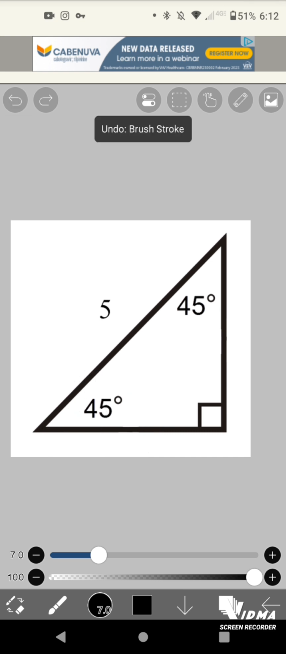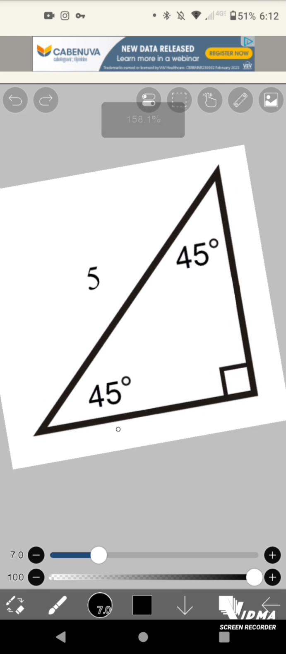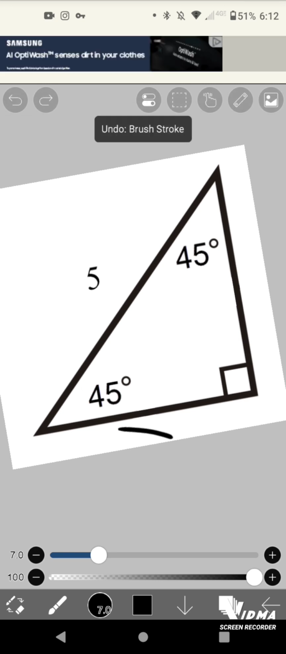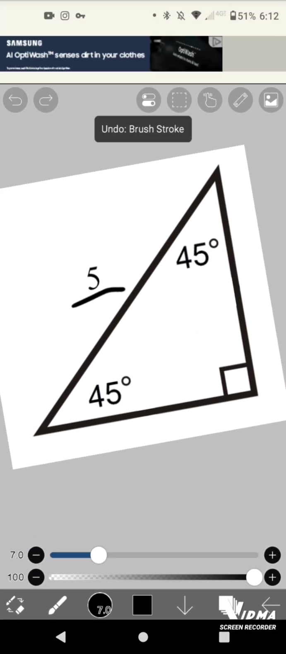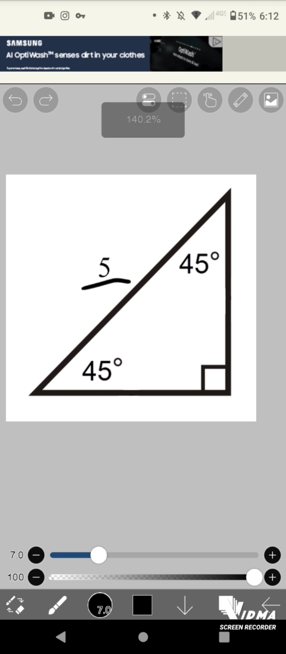Alright, so we're tasked here with finding the side lengths of the other sides. We have the hypotenuse, and we know this is the hypotenuse because of the little arrow that points to it, remember? So we know that there's a relationship between the hypotenuse and the side. What we want to do is find out how to get that.